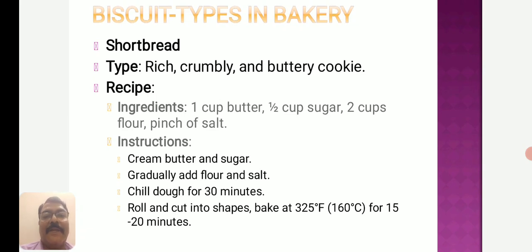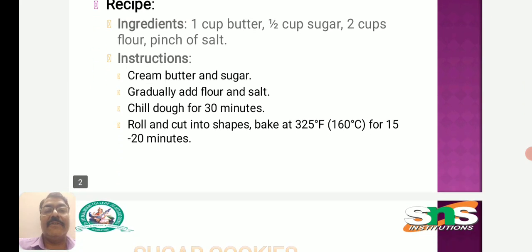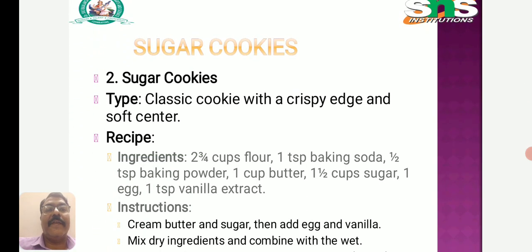You have to cream the butter and sugar and gradually add the flour and salt. Chill the dough for 30 minutes, then roll and cut into shapes and bake at 325 degrees Fahrenheit for 15 to 20 minutes. The second recipe is all about sugar cookies.